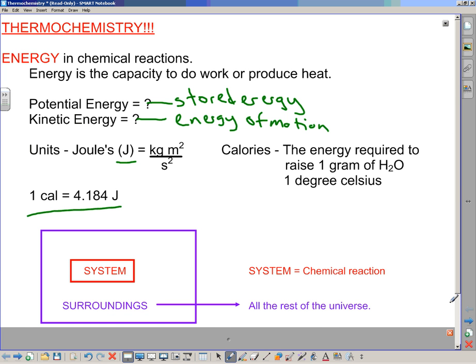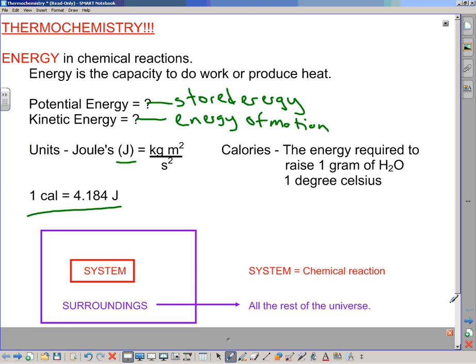Now, I want you to think for 30 seconds what the answer to this next question is. When we have energy transferred from the system to the surroundings, what type of reaction do we have? Now, this is going to require you to kind of backtrack a little bit. Remember when we were talking about Le Chatelier's principle about 2-3 units ago? We talked about temperature. What were the two terms we used to describe chemical reactions?